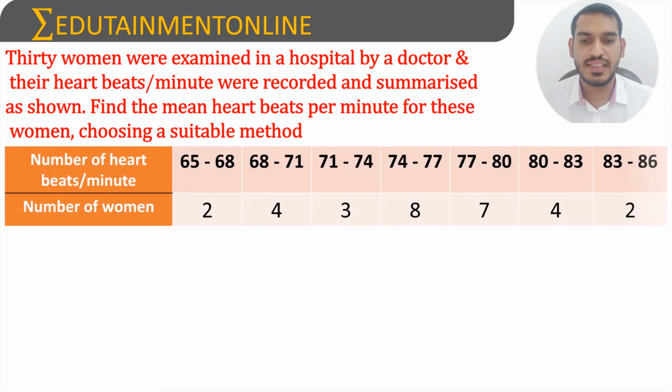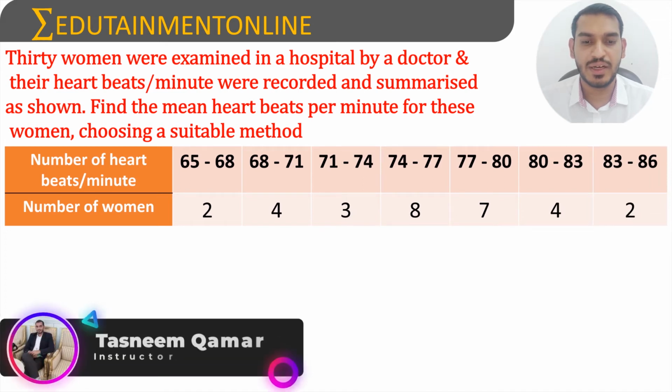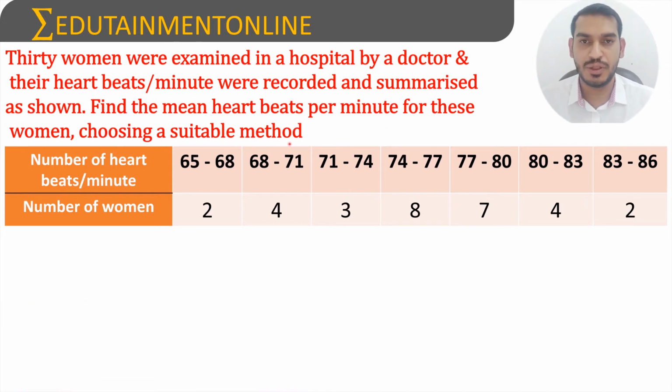30 women were examined in a hospital by a doctor and their heartbeats per minute were recorded and summarized as shown. Find the heartbeats per minute for these women choosing a suitable method. So the number of heartbeats per minute is 65 to 68.